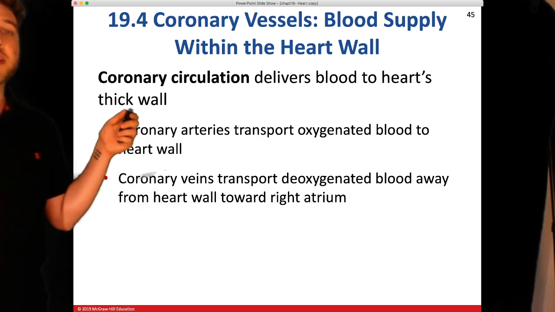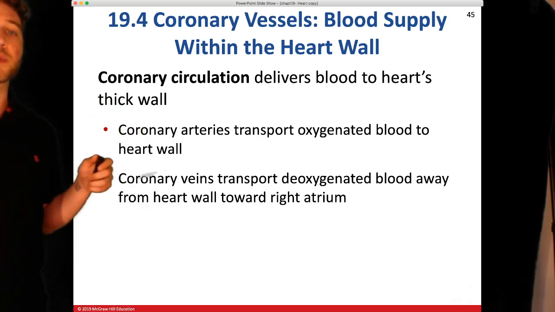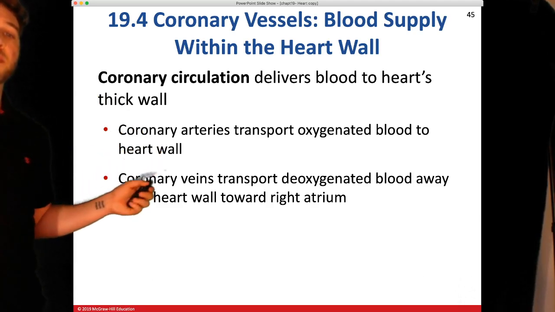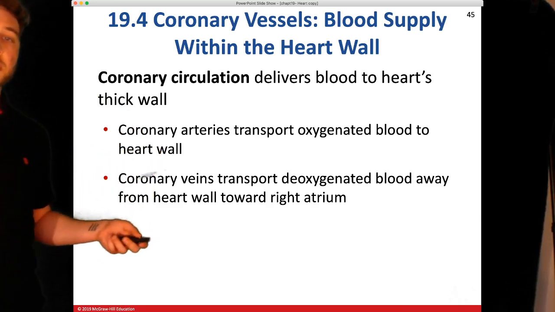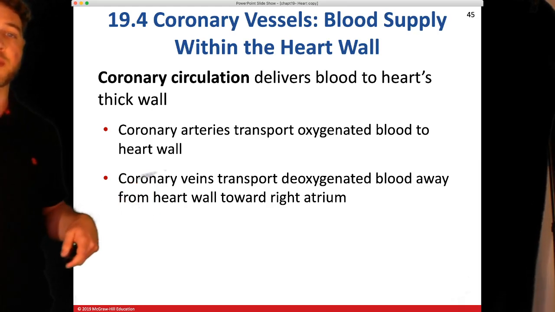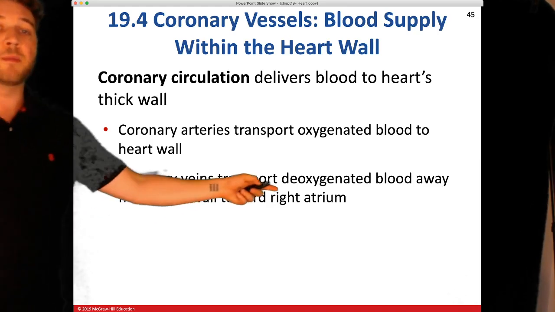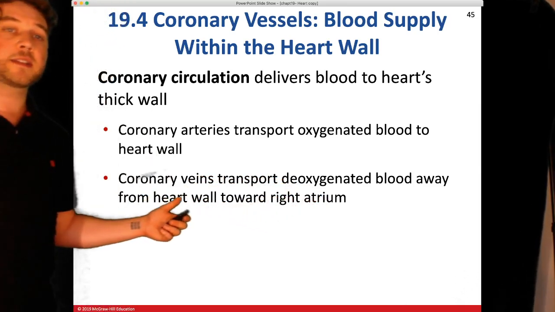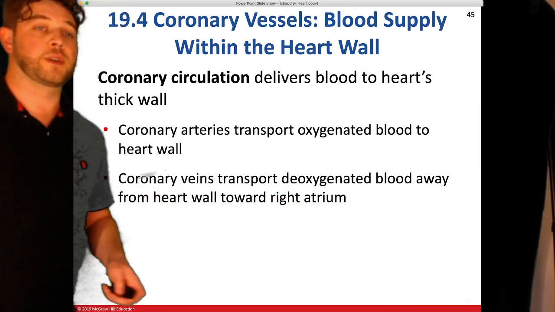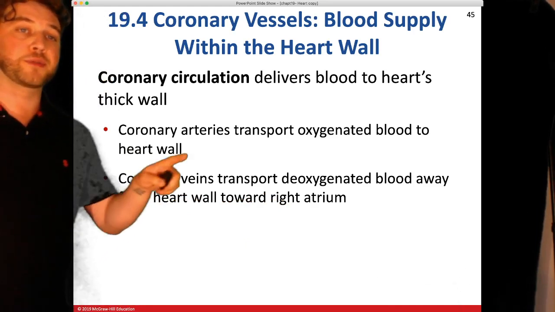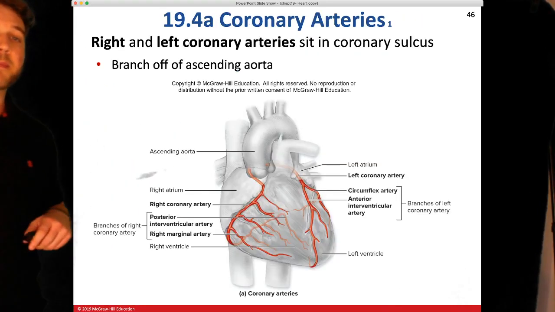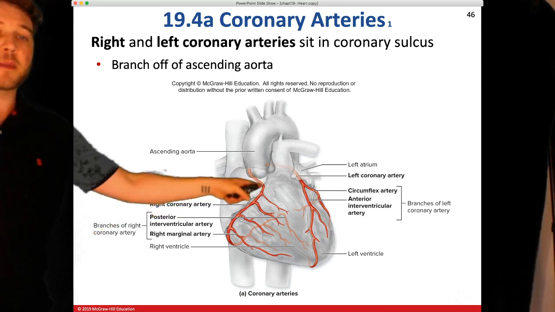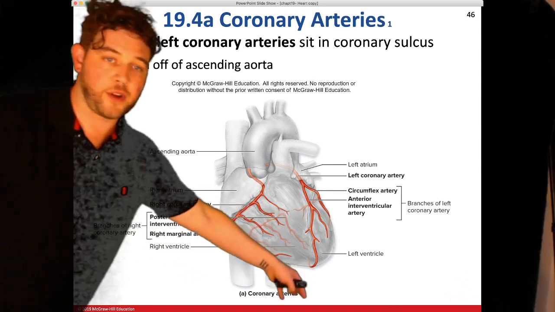All right, finally, coronary circulation. This is delivering blood to the heart's wall. The coronary arteries transport oxygenated blood to the heart wall. Coronary veins transport deoxygenated blood away from the heart wall towards the right atrium. Again, I'll let you remember what structure it's going to pass through to empty into the right atrium. There's just a depiction of that. You can see they kind of wrap around and then down the heart.